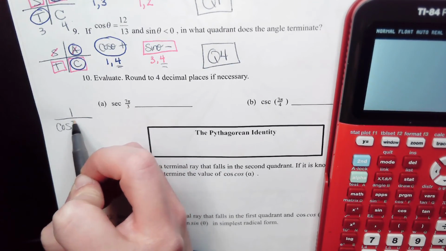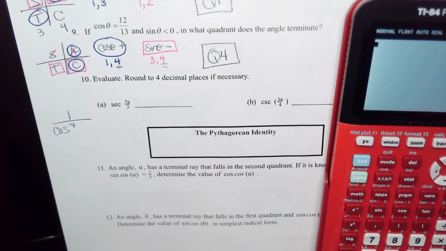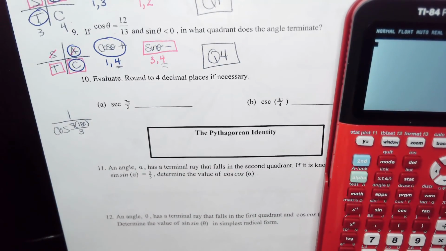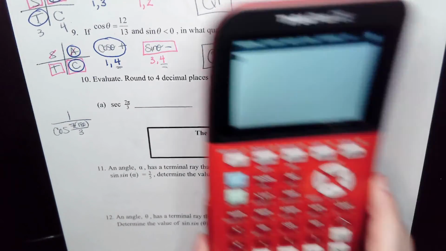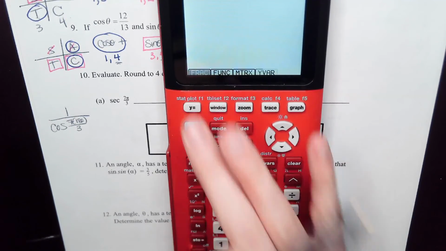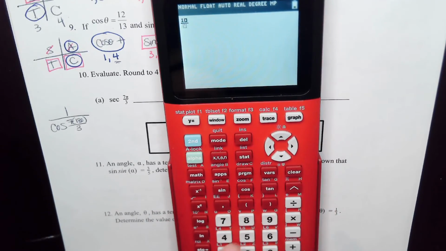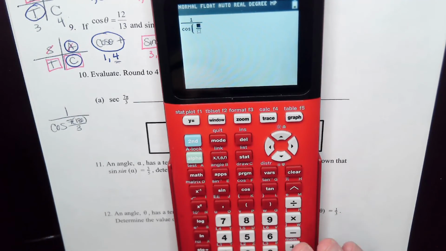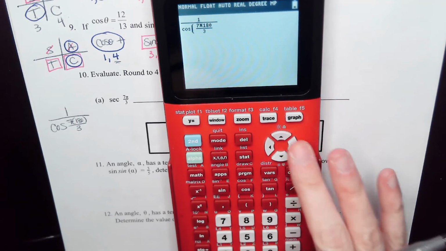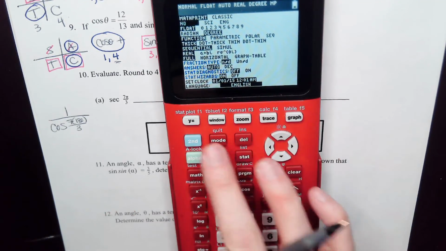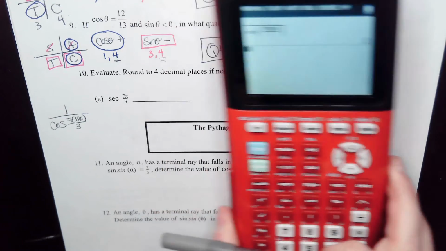Now, we tend to keep our calculators in degree mode. So I'm going to change this to degrees as I do it. So 7 times 180 over 3. In your calculator, we're going to do alpha y equals, and then I'm going to do 1 over cosine, and then I'm going to do alpha y equals again inside of there. Do 7 times 180 over 3. And then hit enter. So again, I'm in degree mode right now, and I get 2 for my final answer.